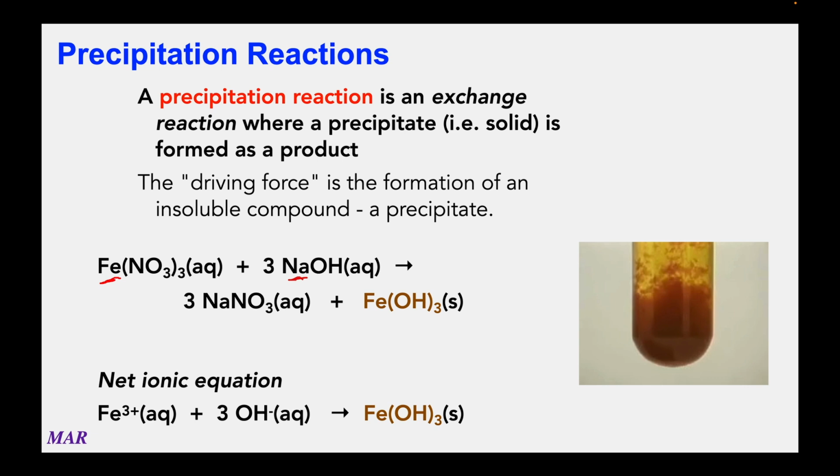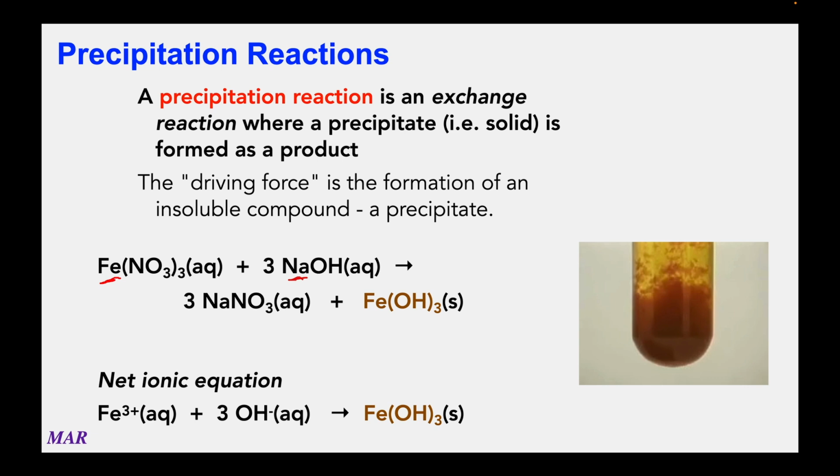Now iron is positive 3 on the left, on the reactant side. It needs to be positive 3 on the product side. So hydroxide is a negative 1 ion. You're going to need 3 of those to balance the positive 3 on the iron. So when you balance this all out, you need 3 NaOH. You're going to make 3 NaNO3, stuff like that.